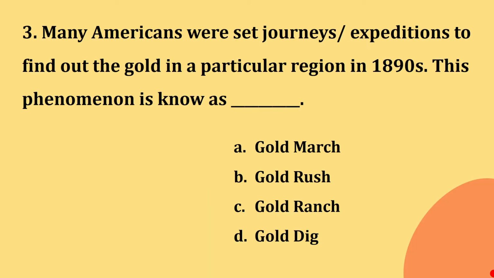Number 3, many Americans set out on journeys or expeditions to find gold in a particular region in the 1890s. This phenomenon is known as A, Gold March, B, Gold Rush, C, Gold Ranch, and D, Gold Dig. And the correct answer is B, Gold Rush.